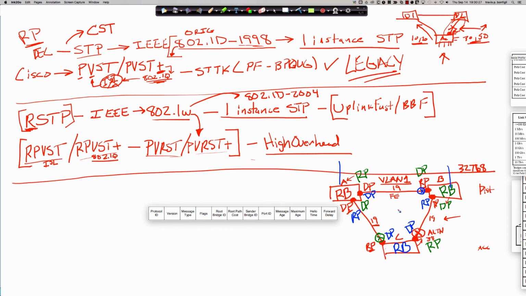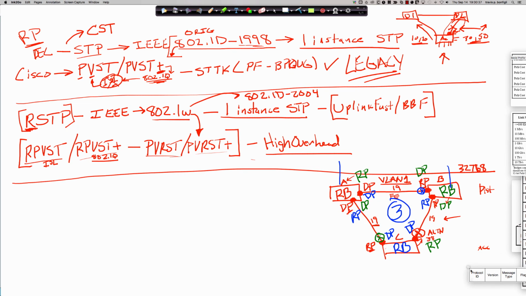Because we've exhausted all of the different options here. And if you're saying to yourself, well, Travis, it looks like 3, you're absolutely right. That's what it is. There are only 3 different topologies that we have here. And so to pull this back to the conversation about the high overhead in the rapid per VLAN spanning tree implementation: if I've got 1,000 VLANs, do I actually need 1,000 instances of spanning tree? No. What is the maximum number of topologies that we could have?